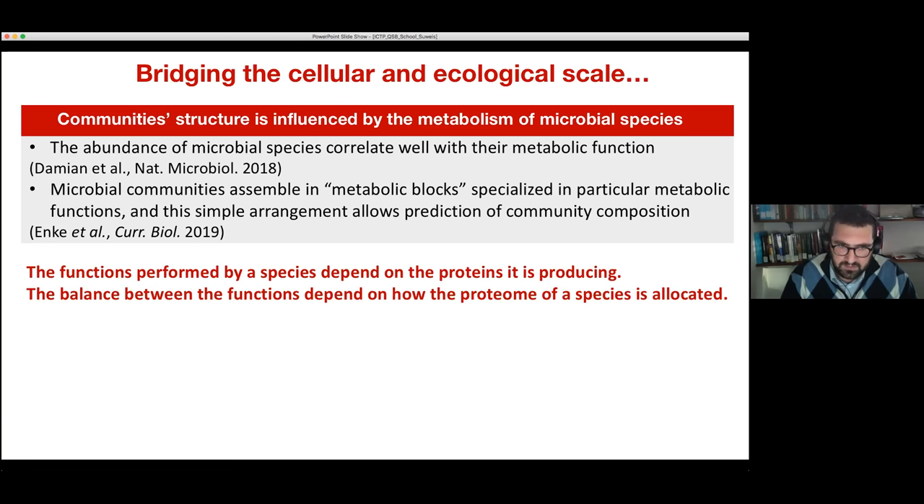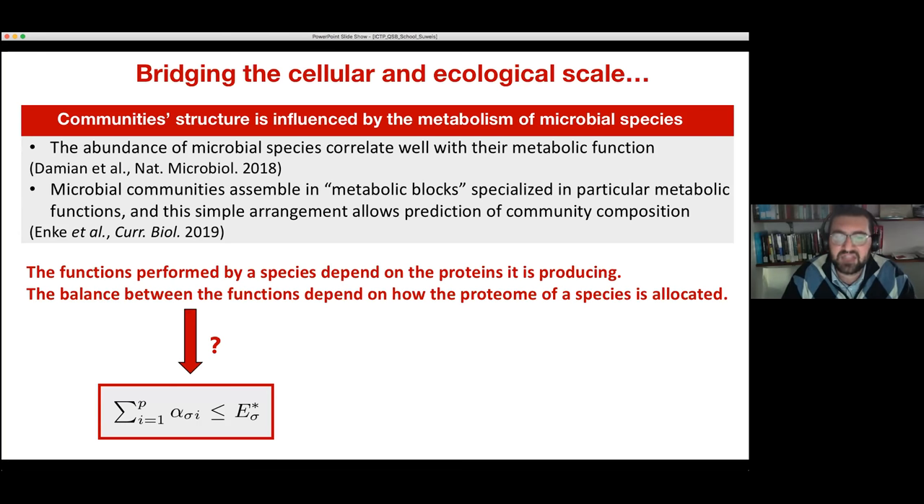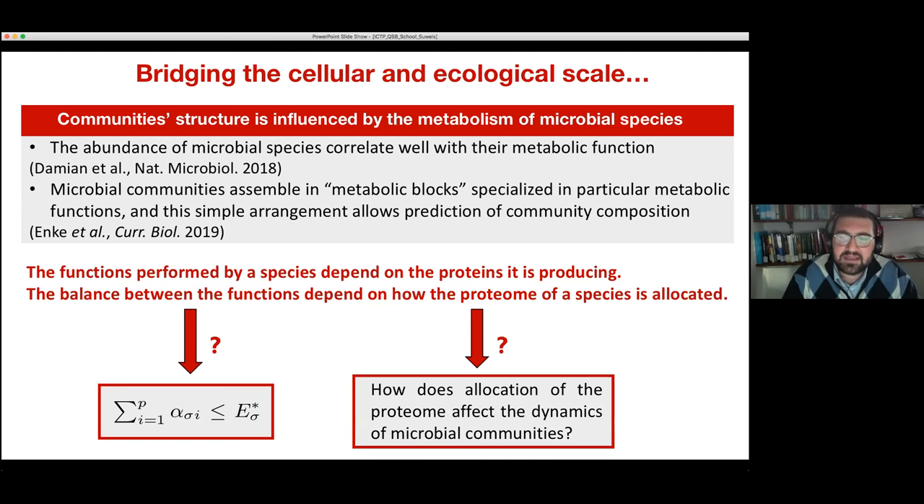So what we want to understand is that the function performed by a species depends on the proteins it is producing. And so the balance between functions, that is the metabolic trade-off, depends on how the proteome of the species is allocated. So now we try to understand the origin of the metabolic budget and of the adaptation, the fact that these strategies evolve in time. Okay. So how does allocation of the proteome affect the dynamics of a microbial community?